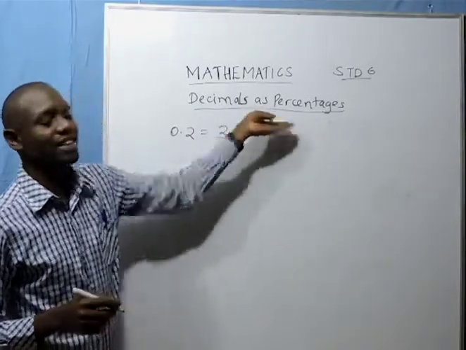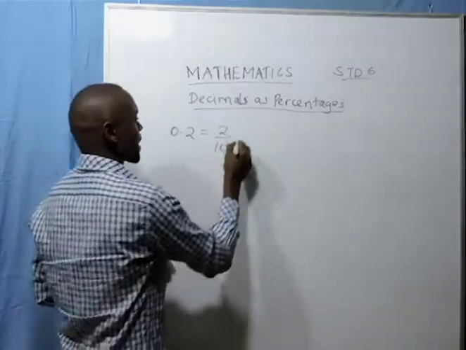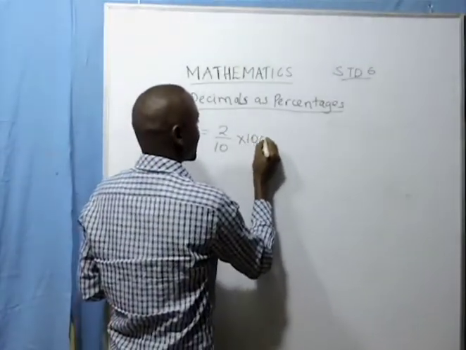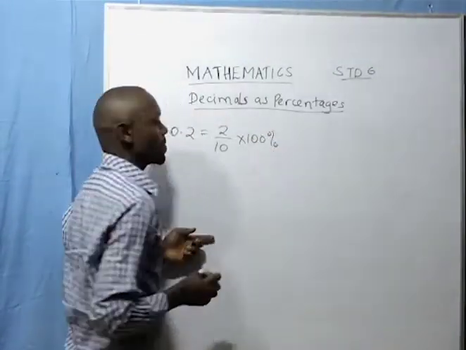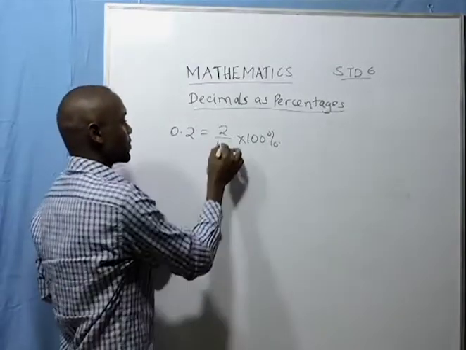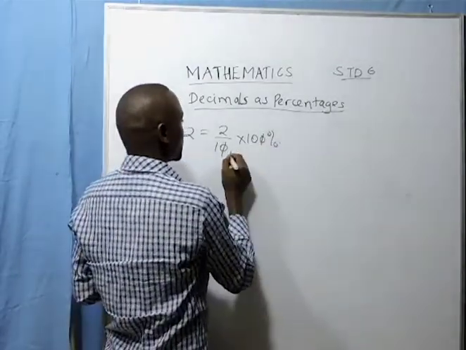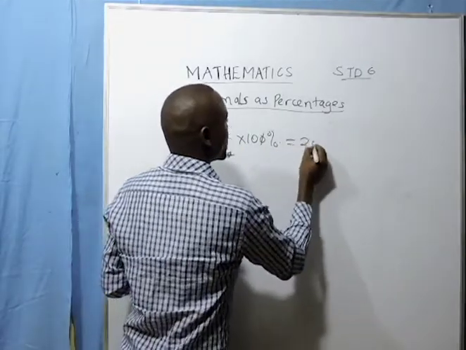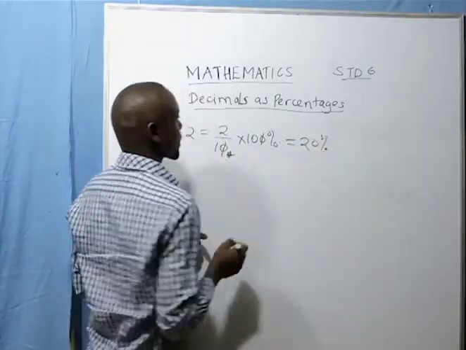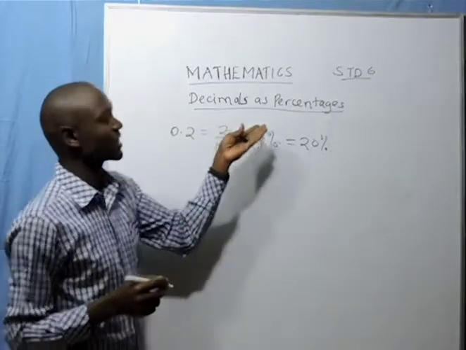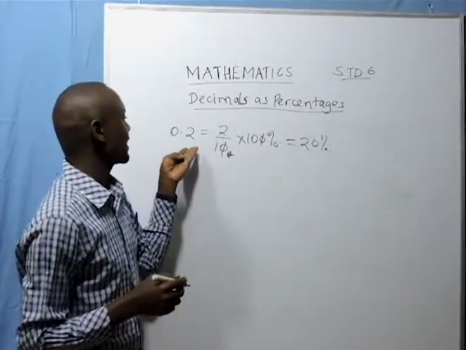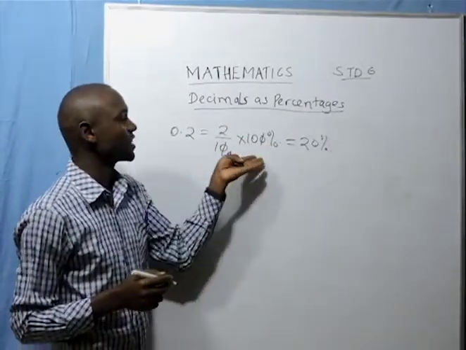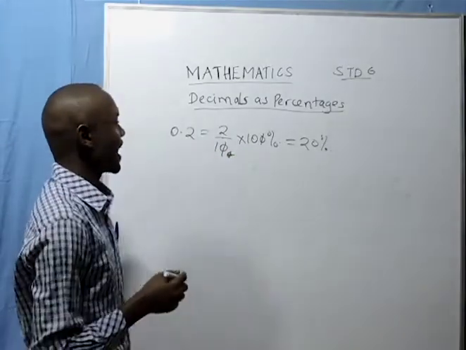Then because we are converting to a percentage, we multiply by 100%. We simplify by cancelling the zeros. So this is 2 times 10, which is 20%. When expressing decimals as percentages, we first change the decimal into a fraction, then multiply by 100.